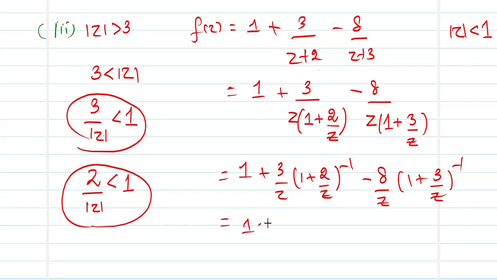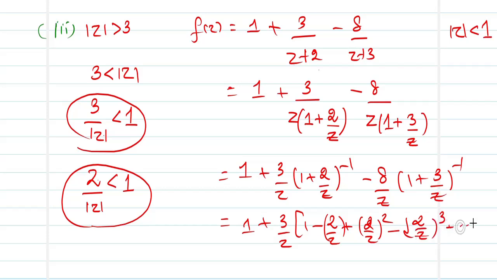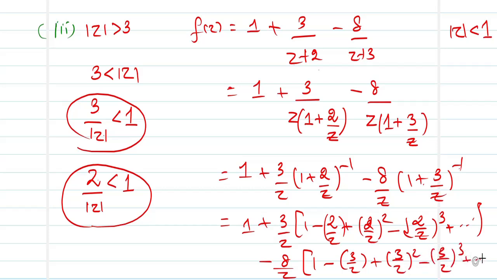I can give the expression as 1 minus 2 by z plus 2 by z the whole square minus 2 by z the whole cube, and so on. And the next term to be minus 8 by z, 1, again positive and negative, 3 by z plus 3 by z the whole square minus 3 by z the whole cube, and so on.